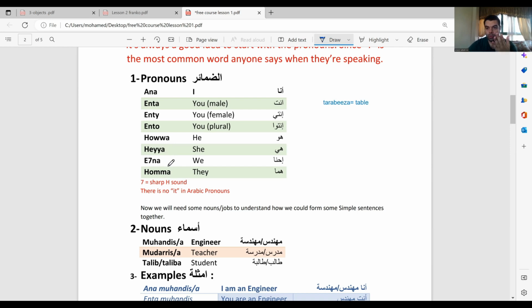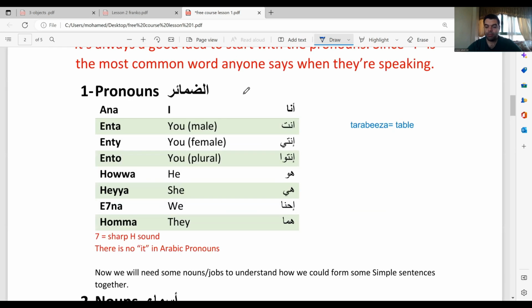In English, you have you if you're speaking to a male or female, right? Or a group even. But in Arabic, it's more detailed than that. We have you for male, for female, and for plurals. So that's the major difference between English and Egyptian Arabic. Of course, in standard Arabic, there are more, but this is everything that we use in Egyptian Arabic.